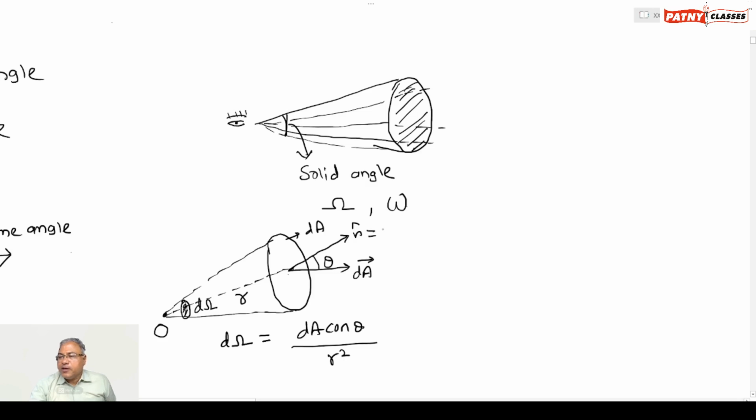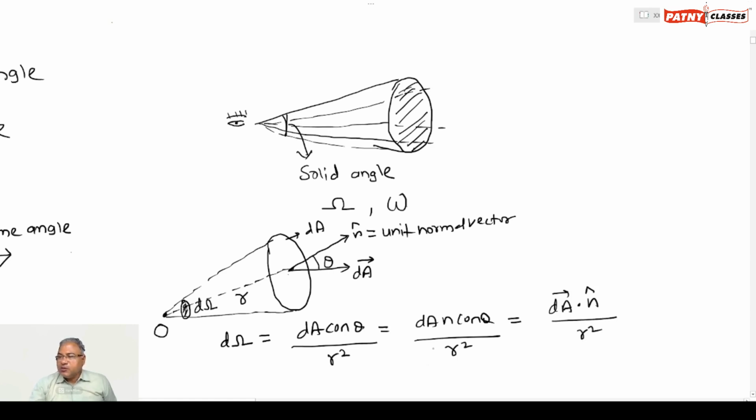What is n cap here? N cap is nothing but the unit normal vector. So here we can write the solid angle equals dA cos theta divided by r square. So this can be written as a dot product. The dot product of what? dA dot n cap divided by r square. So this is the basic formula for the solid angle. So solid angle becomes d omega equals vector dA dot n cap divided by r square. N cap is the unit normal vector.